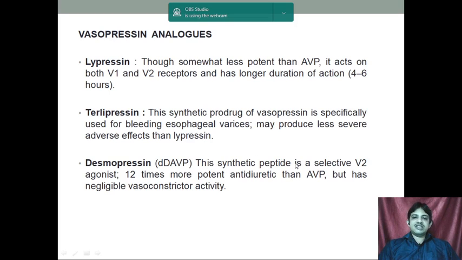Next is desmopressin. It is a synthetic peptide and a selective V2 agonist, 12 times more potent than soluble vasopressin, but has negligible vasoconstrictor activity because it acts on V2 and has no effect on V1. So this is about the vasopressin analogs and how vasopressin acts.